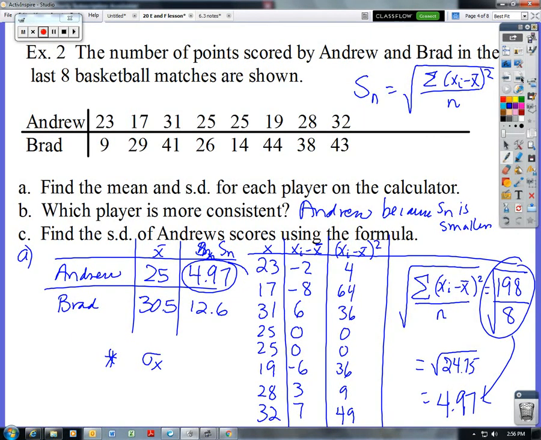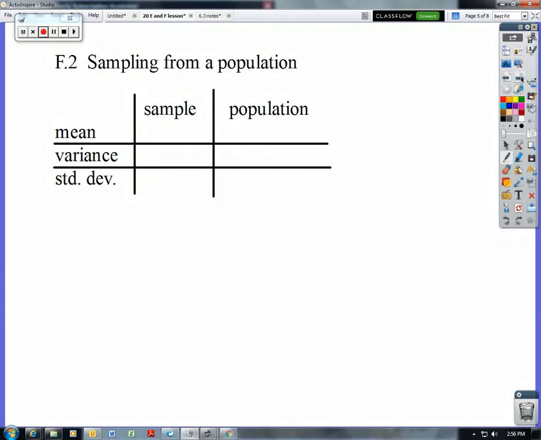Well, congratulations. We just got done with a standard deviation example, both on the calculator and by hand. So now we're going to talk about the differences in the notations. We already know the sample mean is x bar. We know the variance is s sub n squared. The standard deviation is s sub n. So that's the correct notation for those.